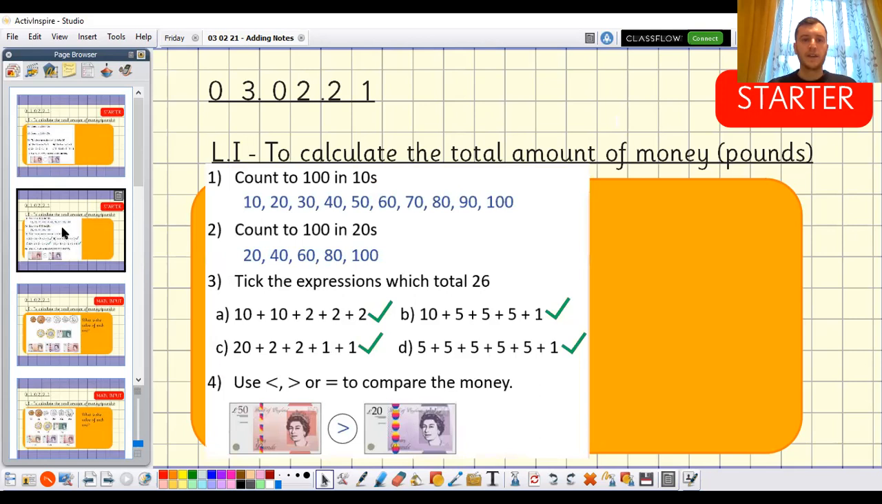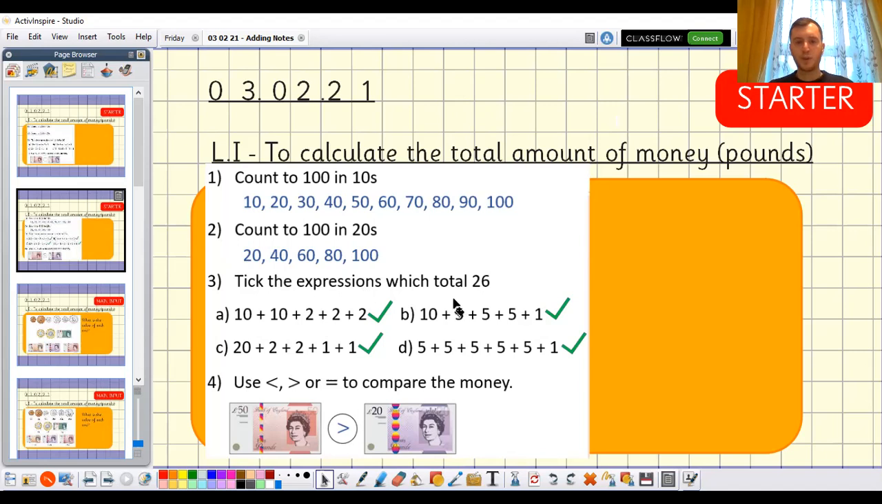Let's look at those answers together, and maybe we can count up to 100 together. So let's start in tens, and it goes 10, 20, 30, 40, 50, 60, 70, 80, 90, 100. That's how we count up to 100 in tens. Now let's try in 20s. 20, 40, 60, 80, 100.